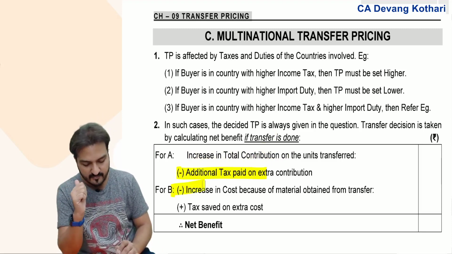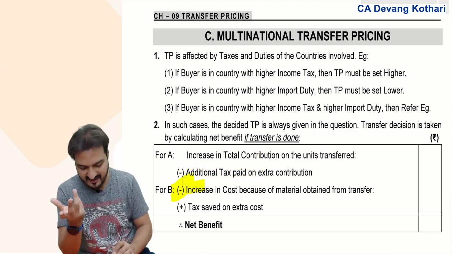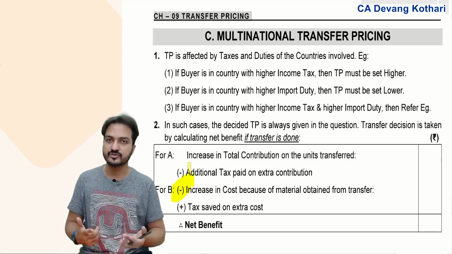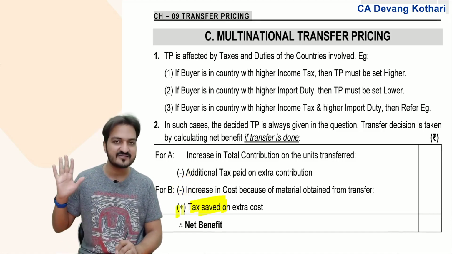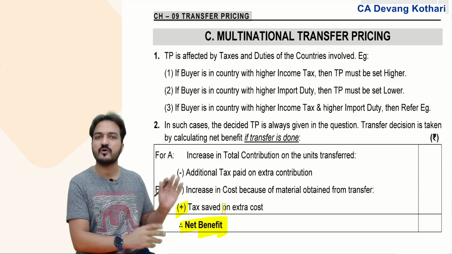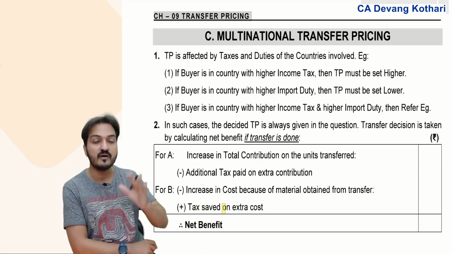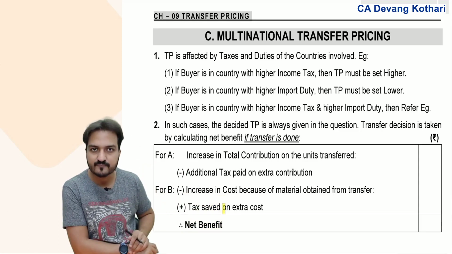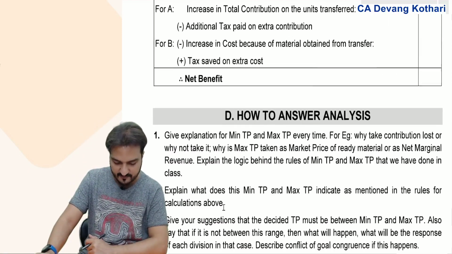For division B, if the cost is increasing, increase in cost is something adverse, I show that negative, but on that increase in cost I can claim more tax deduction, so my tax will be saved, so tax saving is my benefit, you show that as addition. Net effect is your net benefit, that net benefit is what you calculate. If this net benefit turns out to be positive, then multinational transfer should be done. If it is negative, transfer should not be done. Done? Okay, that was regarding multinational transfer pricing.